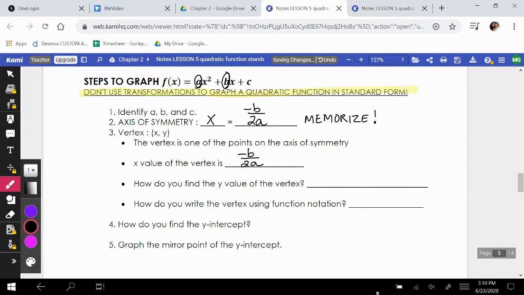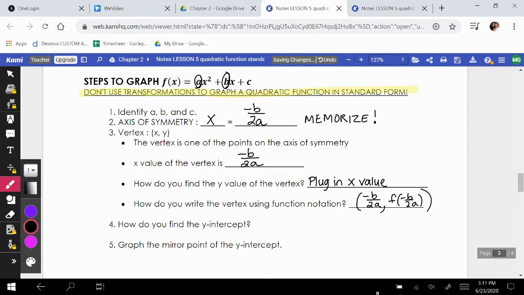Okay, so how do I find the y value of the vertex? Once I know the x value of the vertex, you're going to plug in your x value into your function to find the y value of your vertex. Okay? How do you write the vertex using function notation? Well, the x value of your vertex is negative b over 2a, and in order to get the y value, I would have to plug in x. So I'm going to do f of negative b over 2a.